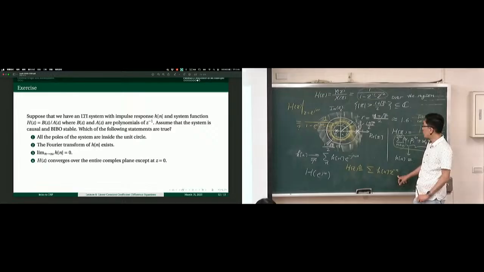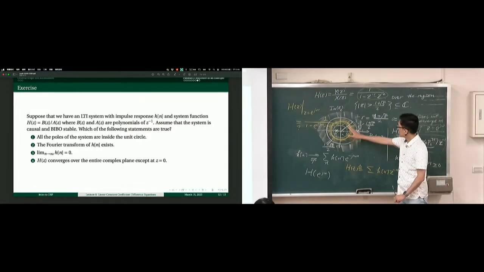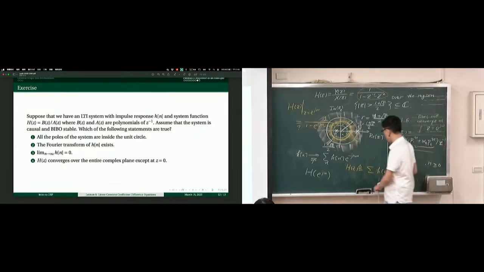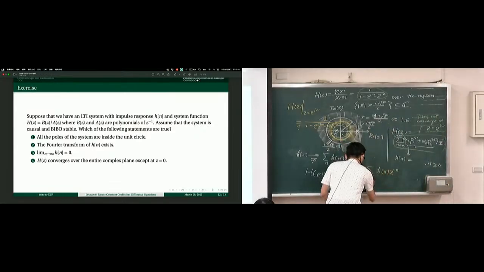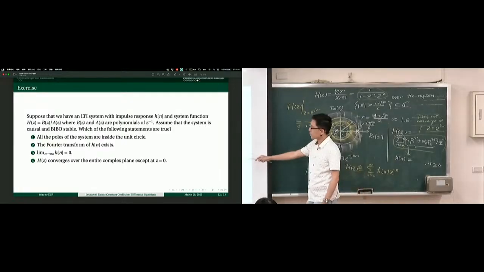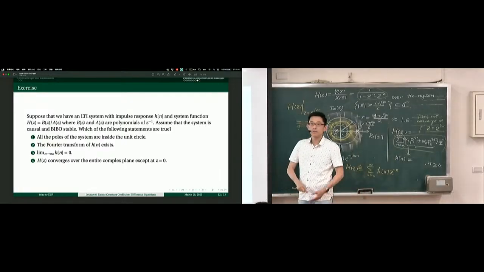The answer is no, because there's a region of convergence. It converges only outside the largest circle right here. Inside the largest circle, this sequence, this power series, if you will, does not converge. So true, true, true, false. Right, that's my answer.